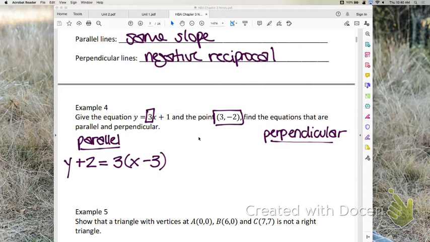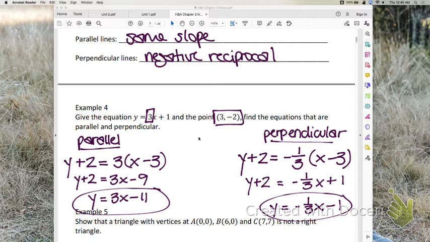So then what do we do? Distribute and solve. What is going to be the only difference between that one and perpendicular? The slope. What slope am I going to use for perpendicular? The negative reciprocal, which in this case becomes what? Negative 1 over 3. Okay, so now you solve both.